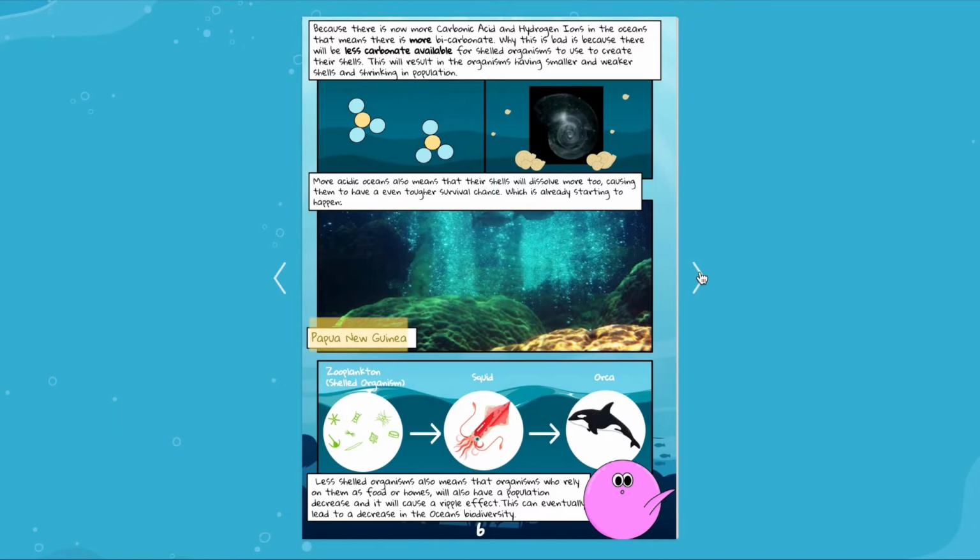Here is an example of shelled organisms having their shells being dissolved in Papua New Guinea. Less shelled organisms also means that organisms who rely on them as food or homes will also have a population decrease, and it will cause a ripple effect. This can eventually lead to a decrease in the ocean's biodiversity.